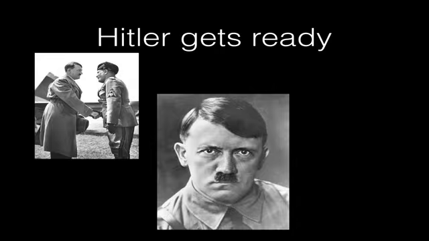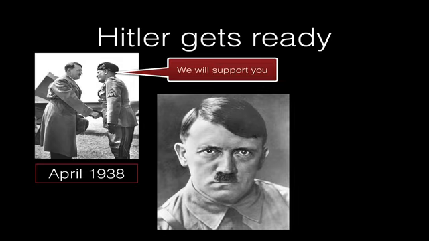Hitler started now to get ready for an armed invasion, and he starts to make a lot of very militaristic pronouncements. In April of 1938, he flew out to see his ally Mussolini, the dictator of Italy. If you remember, they formed the Rome-Berlin axis back in 1936 after the whole Abyssinian crisis. So he flew out to see Mussolini, and Mussolini said, look, yeah, if you invade Czechoslovakia, we will support you. Italy will support you.